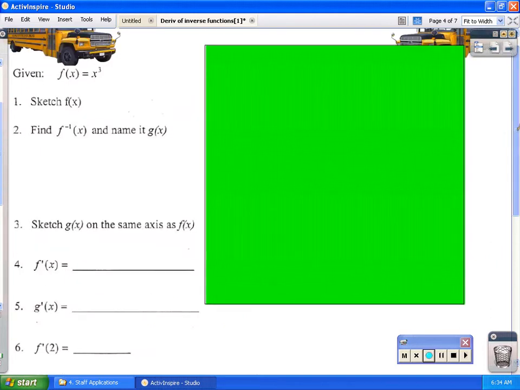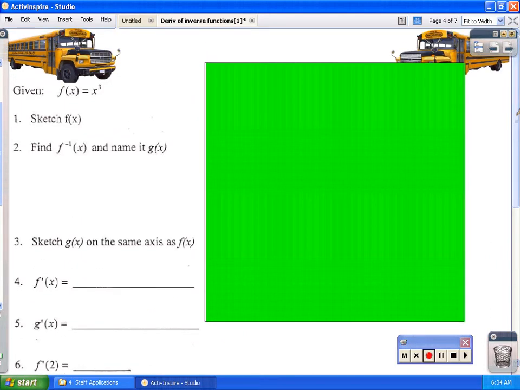Hopefully you've already taken a few minutes to work on this problem. We have the function x cubed, and I asked you to sketch that function, which is a pretty basic function, and then I asked you to find the inverse of that function. So if we were going to do that, first of all, I would take y equal to x cubed. Notice I just replaced f of x with y. The way that we find an inverse function is that the x and y switch places, so we get x equal to y cubed. And then the third step of that process is to solve for y.